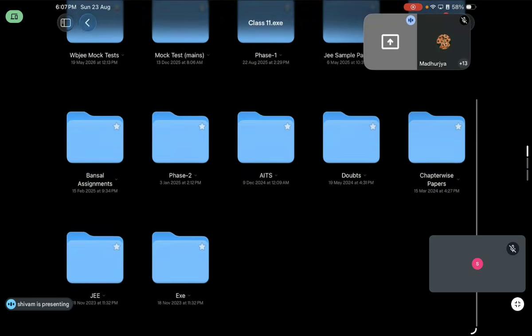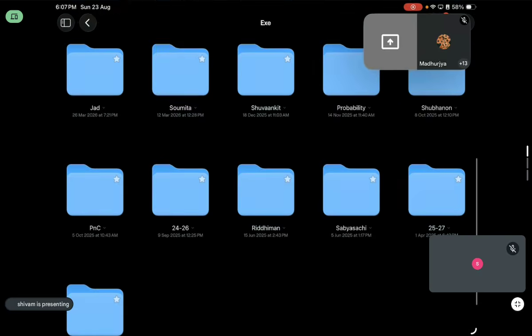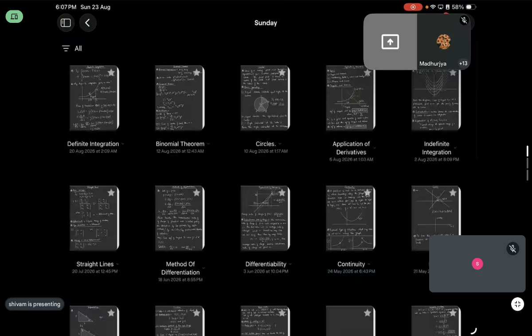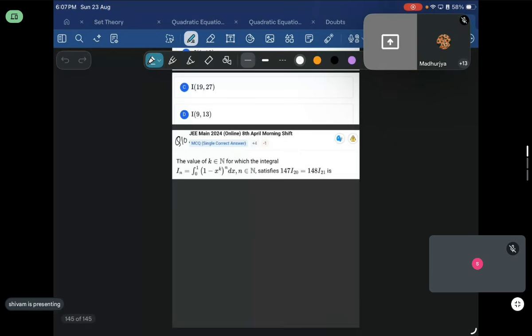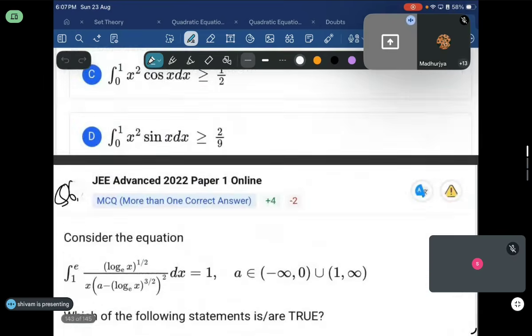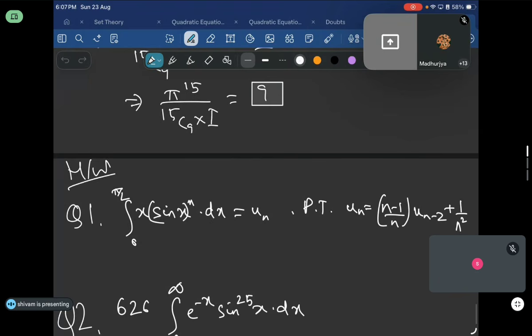Okay. Can everyone see my screen? Okay. A new chapter will start today. But first of all, this one. First of all, anyone having any doubt in the proof? Tell me. Is there anyone having any doubt in the proof? Tell me. No one?